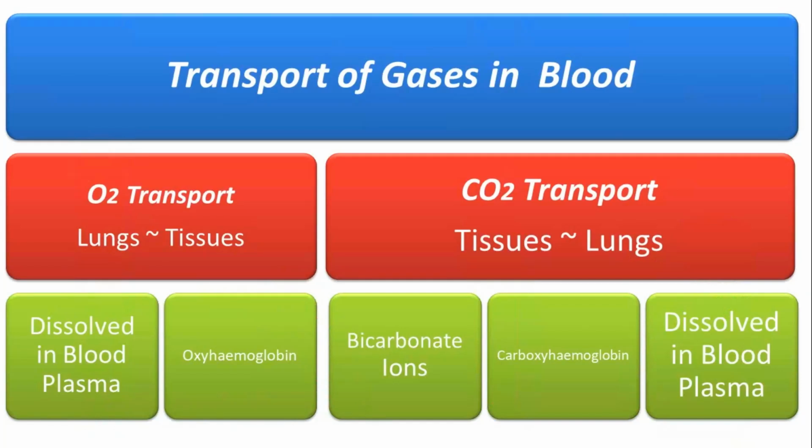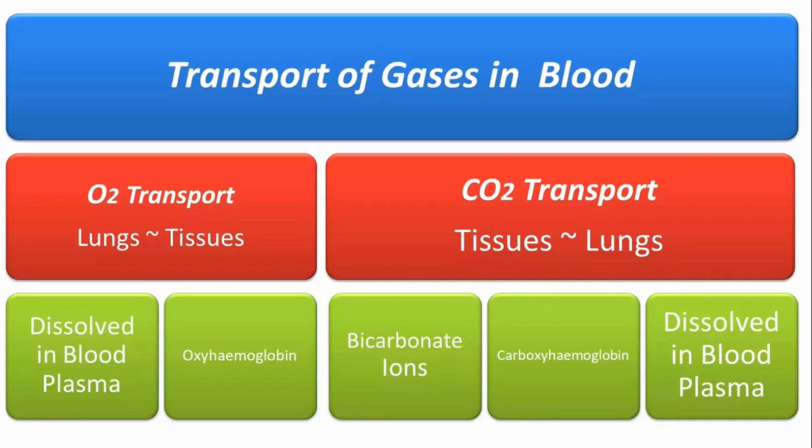So till now about the transport of gases in our blood, we have discussed oxygen transport, how oxygen is transported when we inhale from our lungs to all of our body tissues. It is transported as being dissolved in the blood plasma and as oxyhemoglobin. So now let's come to the part where carbon dioxide is transported from all of our body cells and tissues towards the lungs, where it is exhaled from our body during expiration.